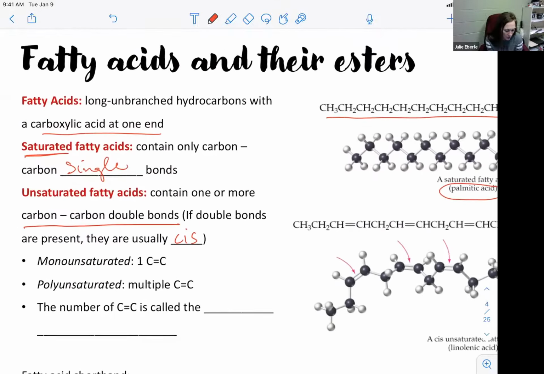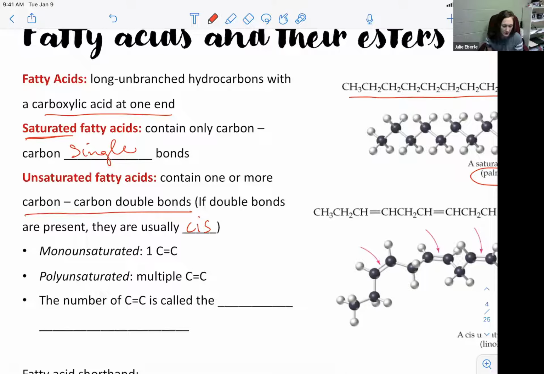We have even more specific words if we have unsaturated fatty acids. If it's monounsaturated, the molecule has only one carbon-carbon double bond. Mono indicates there's just one carbon-carbon double bond in the molecule. Polyunsaturated means there's more than one. It could be 2, 3, 4. The number of carbon-carbon double bonds, you will hear it called the degree of unsaturation. Okay, the degree of unsaturation.